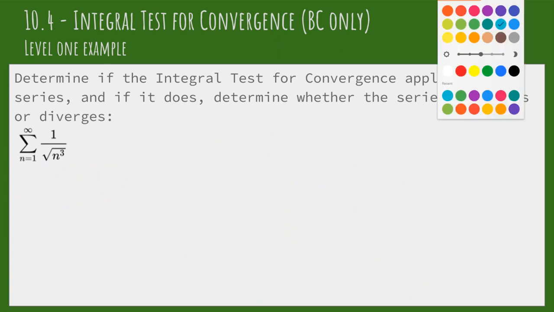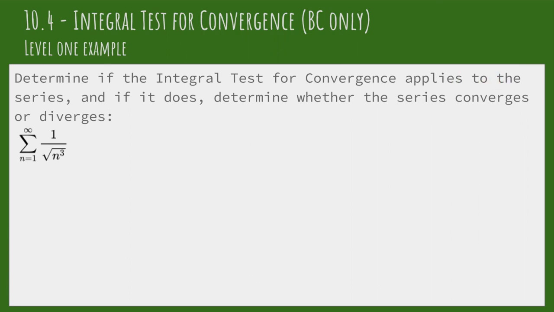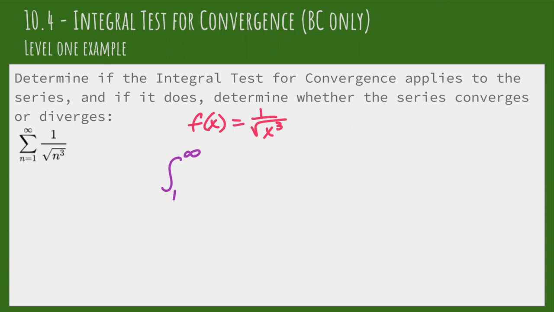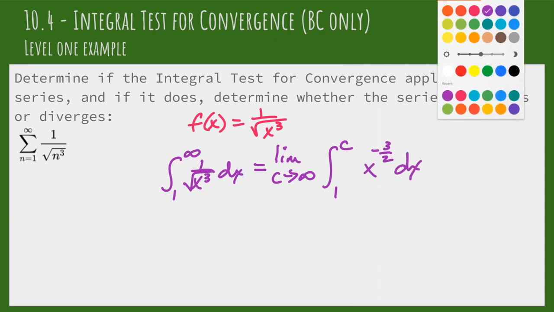Okay, integral test here. So as n gets bigger, the terms are getting smaller and closer to zero. So the integral test does apply because it's a positive decreasing function, with f of x being 1 over the square root of x cubed. So we're looking at the integral from 1 to infinity of 1 over the square root of x cubed. And so we rewrite that as a limit. And the 1 over the square root of x cubed, I'm going to rewrite as x to the negative 3/2 power. That way I can use the power rule on it.